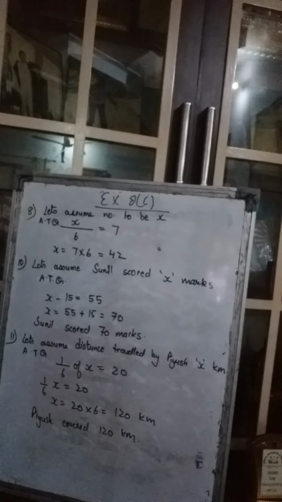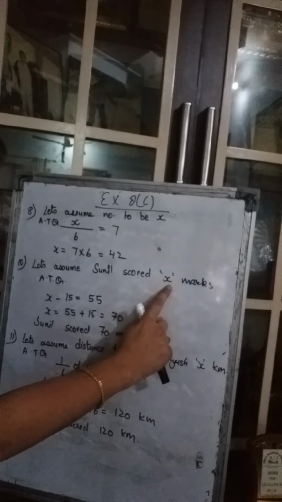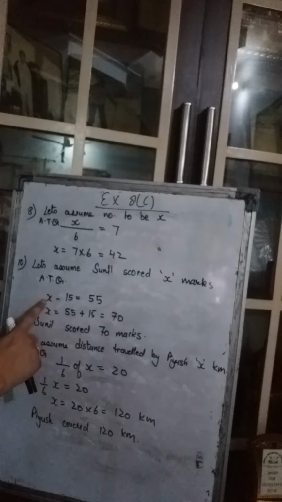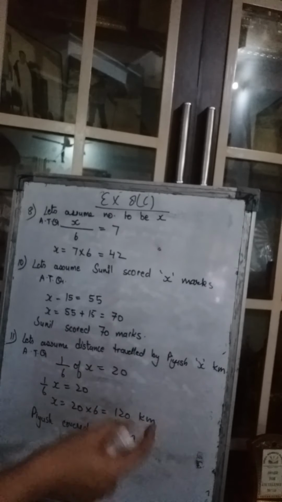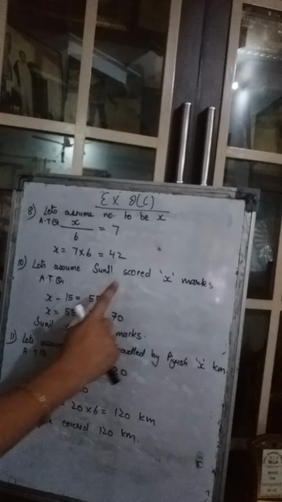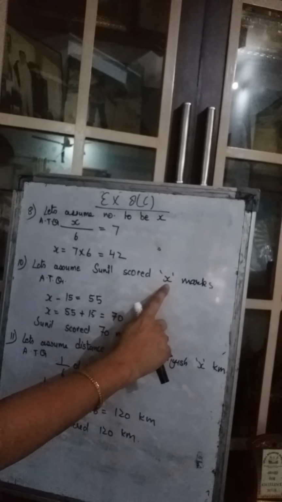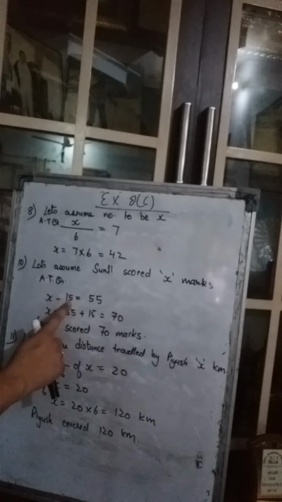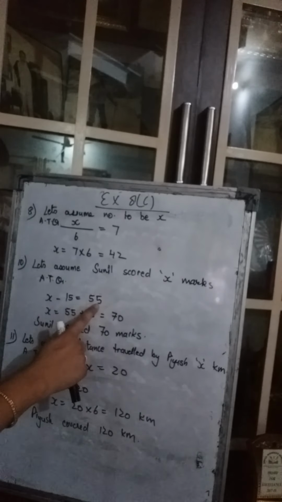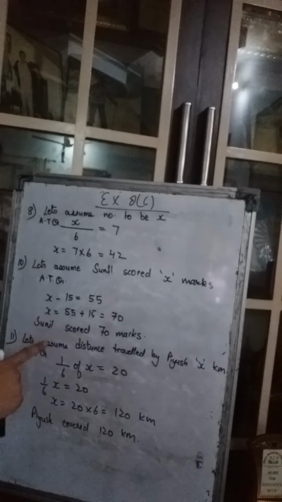Now according to the question, what is the question? Question says that 15 less than the marks scored by Sunil. 15 less than this. So x will be written first. Less than. Whatever is written after than, that comes first. So 15 less than this is equal to 55. So x minus 15 is equal to 55. The equation is formed. Now you can solve it.